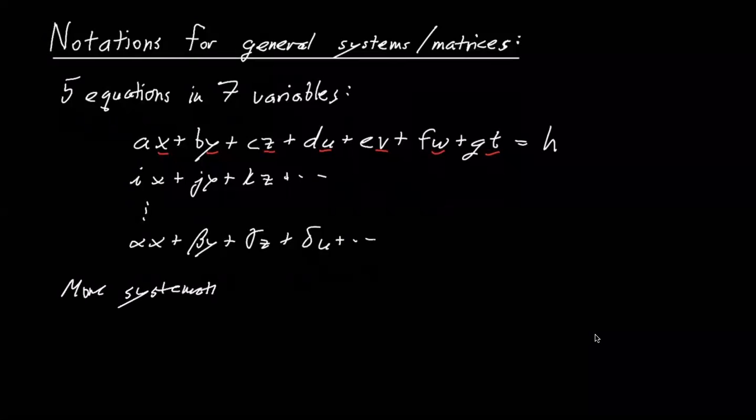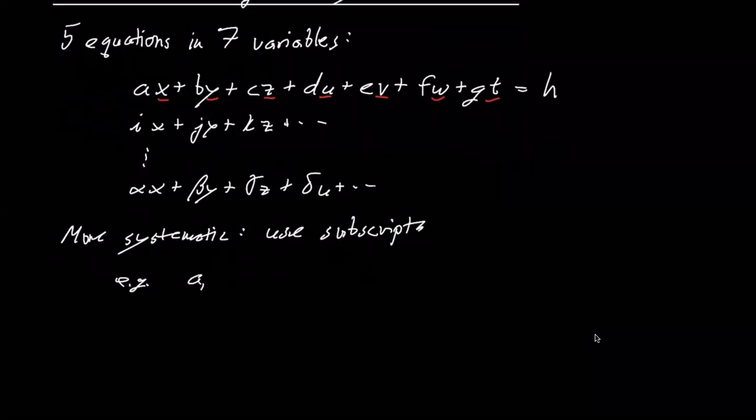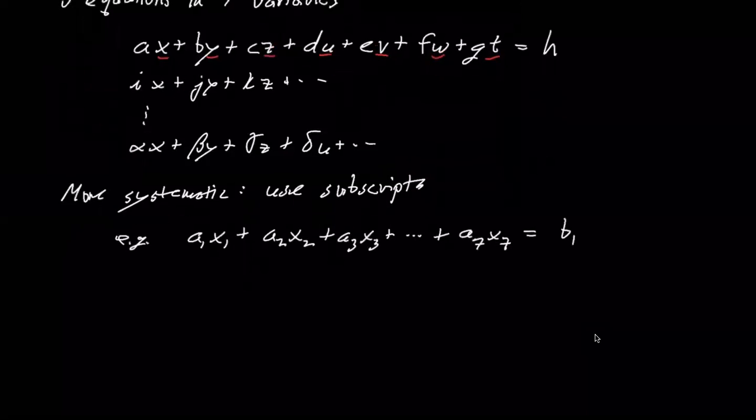The first idea is to use subscripts. For example, a better thing to do is for the first equation to be a1 x1 plus a2 x2 plus a3 x3 plus a4 x4, and I'm just going to dot, dot, dot. You get the idea, rather than having to write out 7 terms. This is the first equation out of 5, so I'll put y1 on the right. Then for the second equation, you need new letters: b1 x1 plus b2 x2 plus dot, dot, dot equals y2. And that's not too bad.